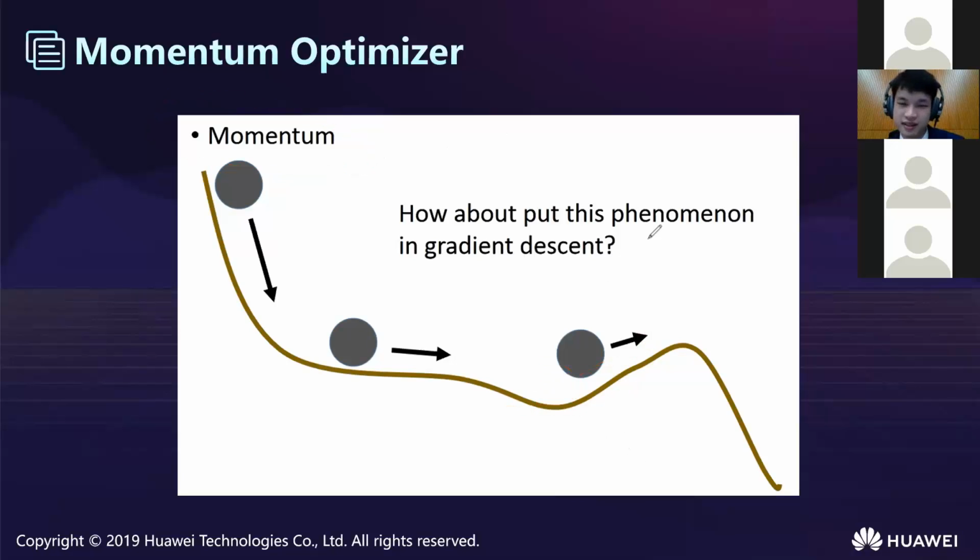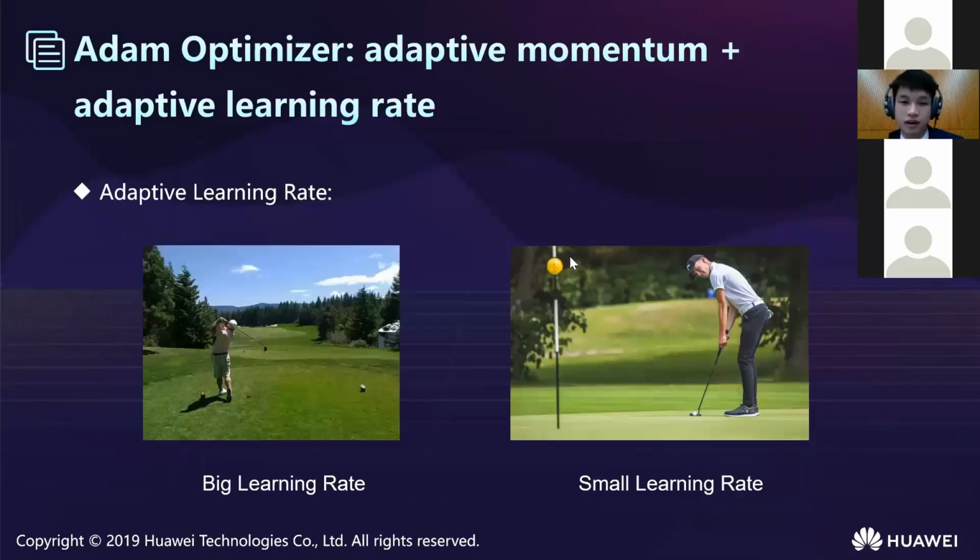Okay, that is momentum. And another one is called Adam. So what is Adam? It can change the learning rate during the training. So, do you know golf? Yes. So in the beginning, I'm here and the ball is here. And that is the target.